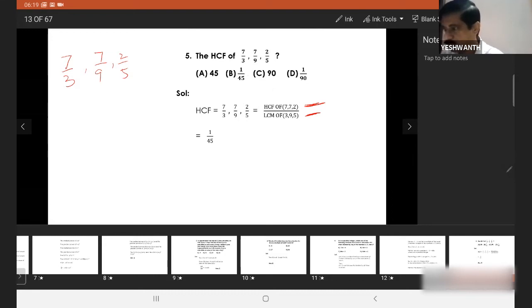So there are two options with that, either option B or option D. For that, LCM of 3, 9, 5 you take: 3, 1, 3, 5. So 5 threes are 15, 3 is 45. So option is only B. Please note it fast.